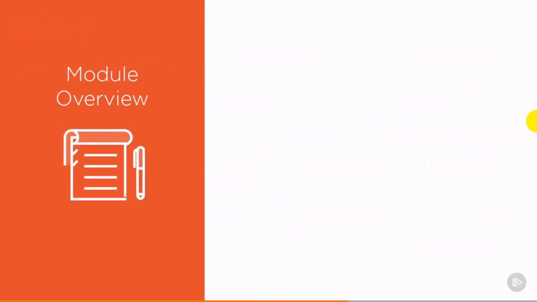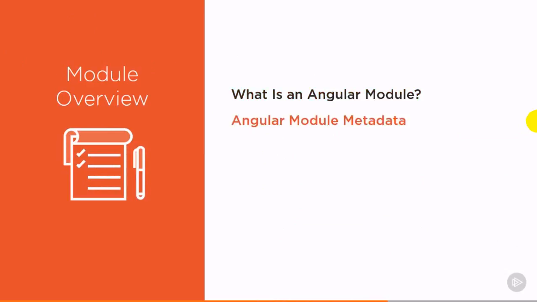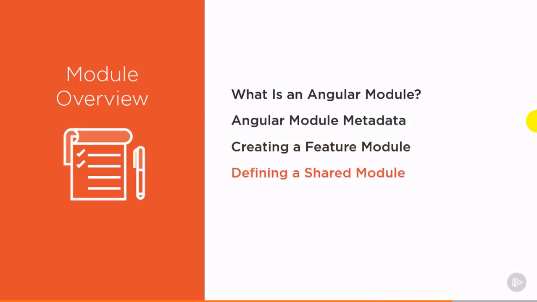In this course module, we take another look at the definition and purpose of an Angular module. We then focus in on the Angular module metadata to better understand how to use it. We leverage that knowledge to create a feature module for our application, and take it one step further, defining a shared module to reduce duplication. Lastly, we re-examine our application's root Angular module. Let's get started.